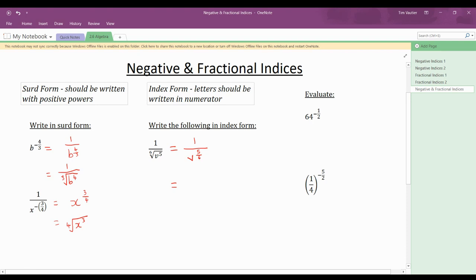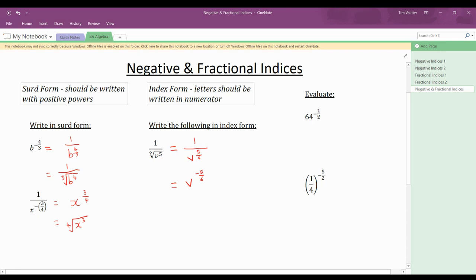And so moving this, we want it in the top of our fraction. So we're going to move this part over the fraction line. When it moves over, our power changes from positive to negative. So in index form, this is v to the power of negative 5/6.